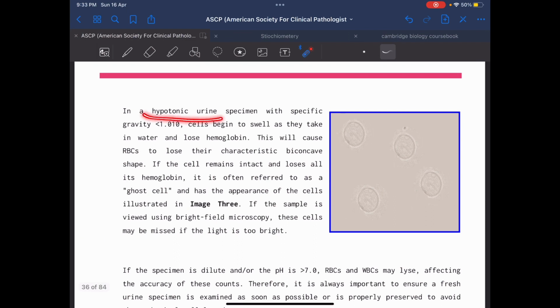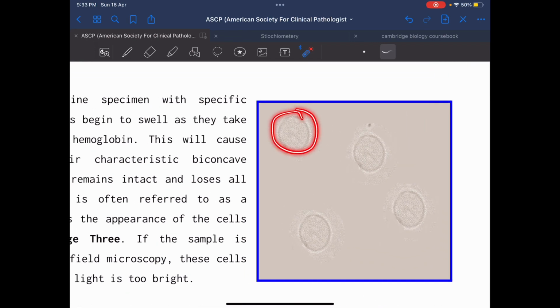While in hypotonic urine, specific gravity will be low, less than 1.01, the cells begin to swell as they take water inside and lose hemoglobin. This will cause RBCs to lose their characteristic biconcave shape, and if the cell remains intact and loses all its hemoglobin, it will be referred to as ghost cells. As you see here, the cell becomes swollen and loses the characteristic biconcave shape, and all hemoglobin is lost, and this is called a ghost cell.